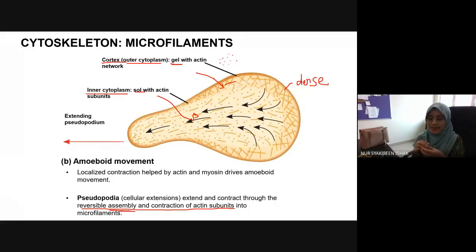So the assembly and the detachment of the actin subunit causes the formation of the pseudopodia. So it pushes the cytoplasm forward. Okay, it pushes the cytoplasm forward and it forms the pseudopodia that allows the amoeba to be able to move forward. Okay, so that is amoeboid movement. So sol is the much fluid region of the cytoplasm. Sebab dia ada actin subunit, tapi kalau gel actin network. Okay, dia bercantum, subunit tu bercantum.